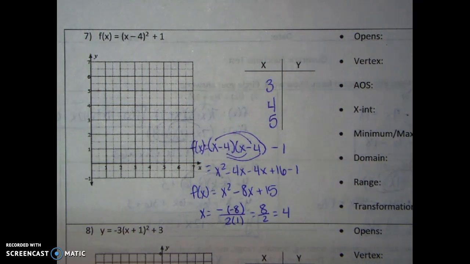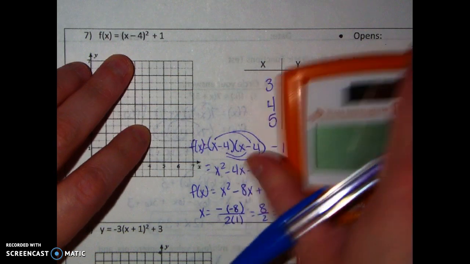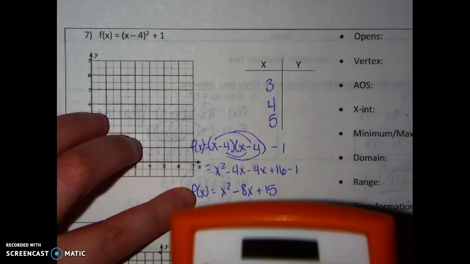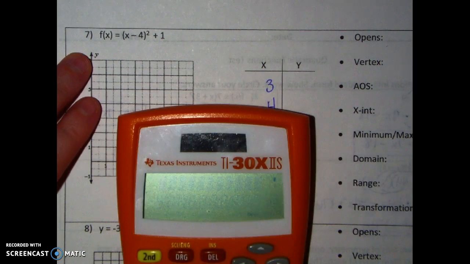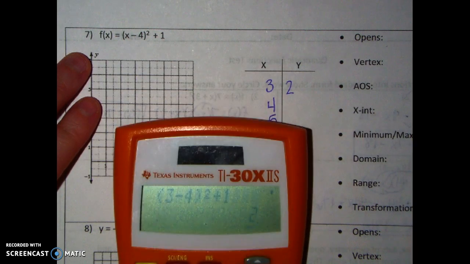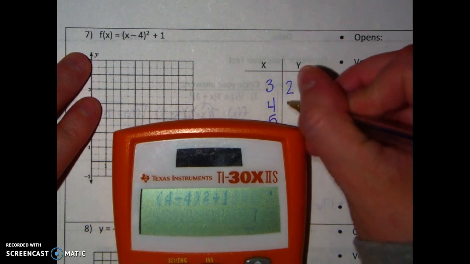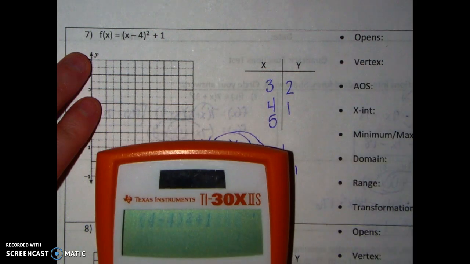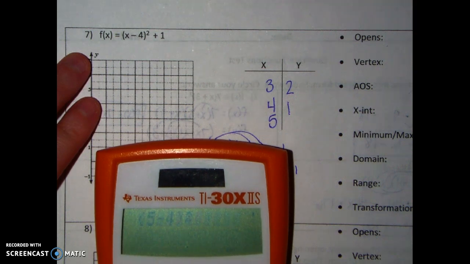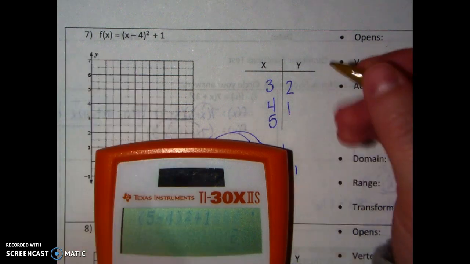And when I plug this into my calculator, I'm just going to plug it into the original problem. You can plug it into this one down here too. Doesn't matter. So 3 minus 4 squared plus 1, and that is 2. Now type in the 4. 4 minus 4 squared plus 1 is 1. And hopefully the next one is 2. 5 minus 4 squared plus 1 is 2.